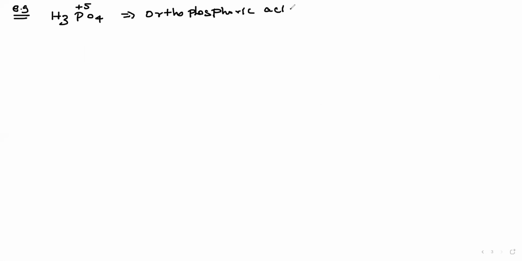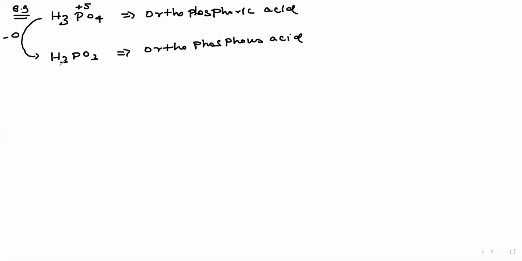Orthophosphoric acid. Remove one oxygen from H3PO4, I get H3PO3, right? This is called orthophosphorus acid. Again, remove one oxygen from this H3PO3, I get H3PO2.